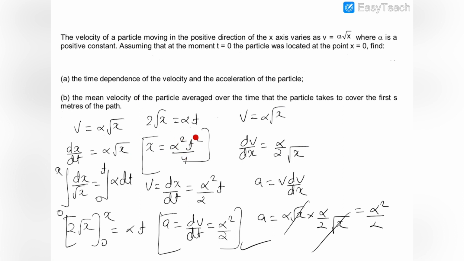So this is alpha square t square by 4. So x is equal to alpha square t square by 4, and we have to find out the time in which it would cover distance s. So let us suppose that at t is equal to t, x is equal to s. So s is equal to alpha square by 4 into t square.